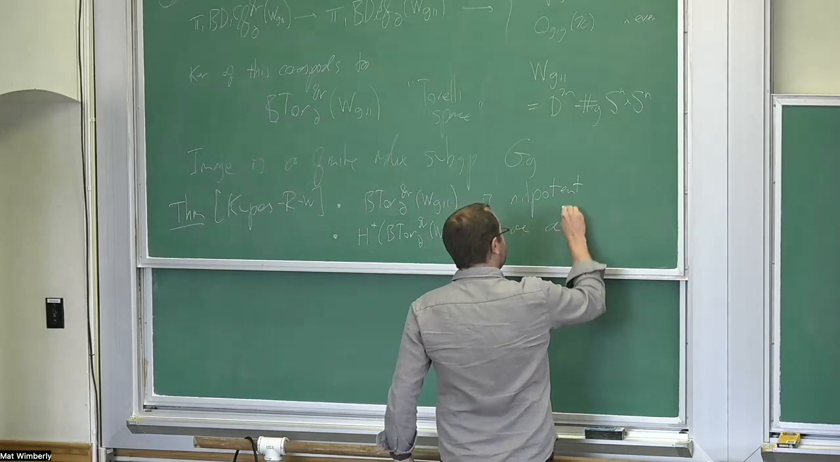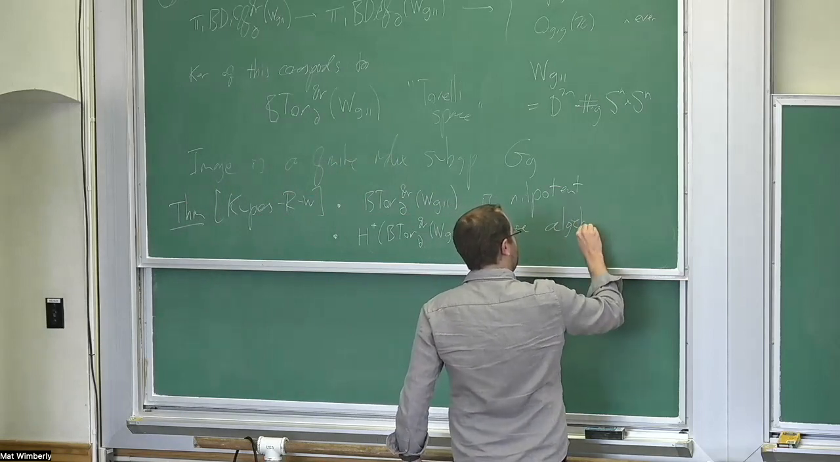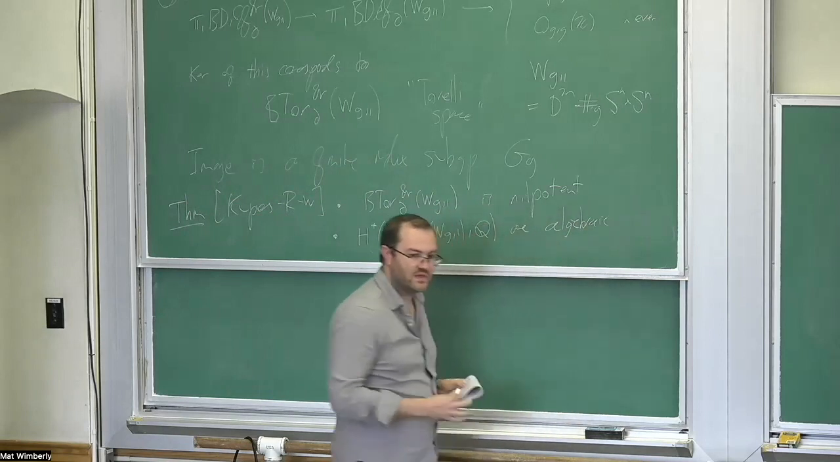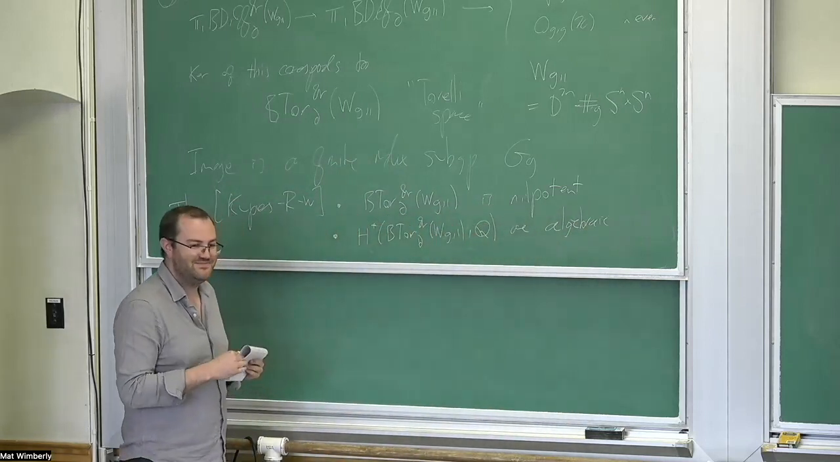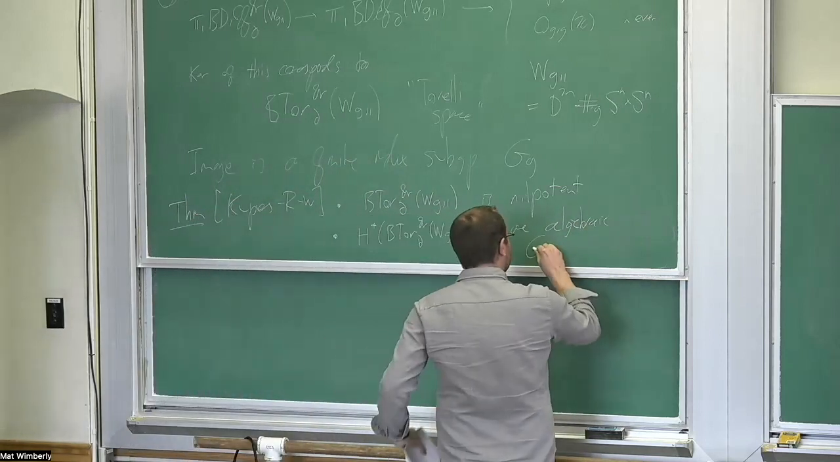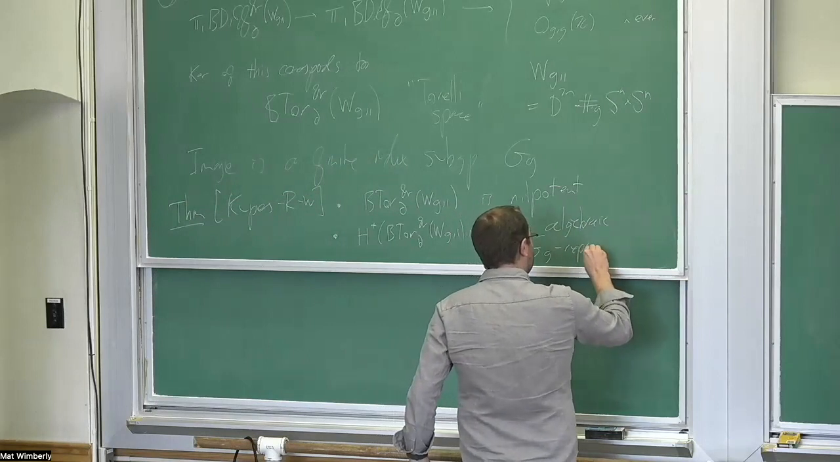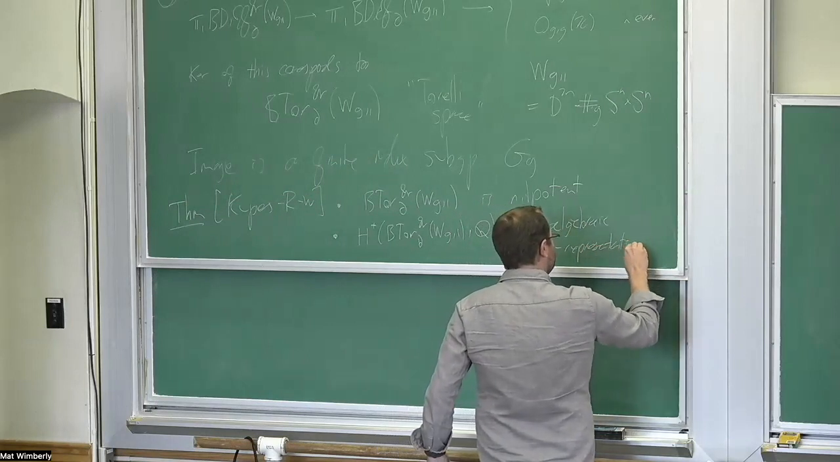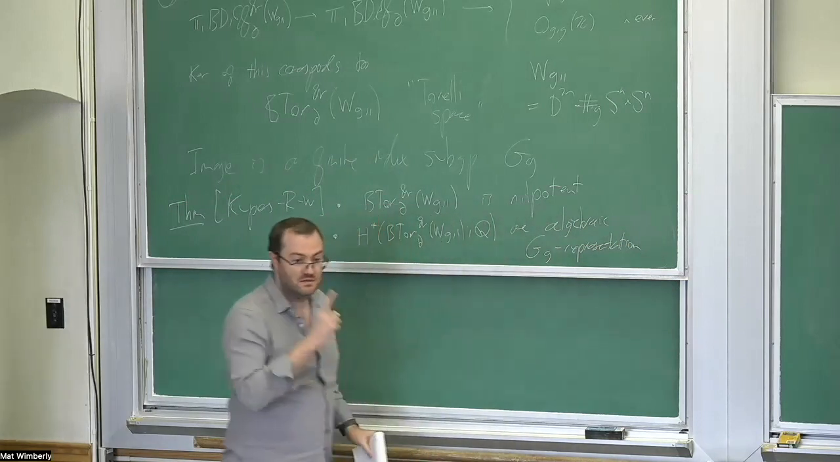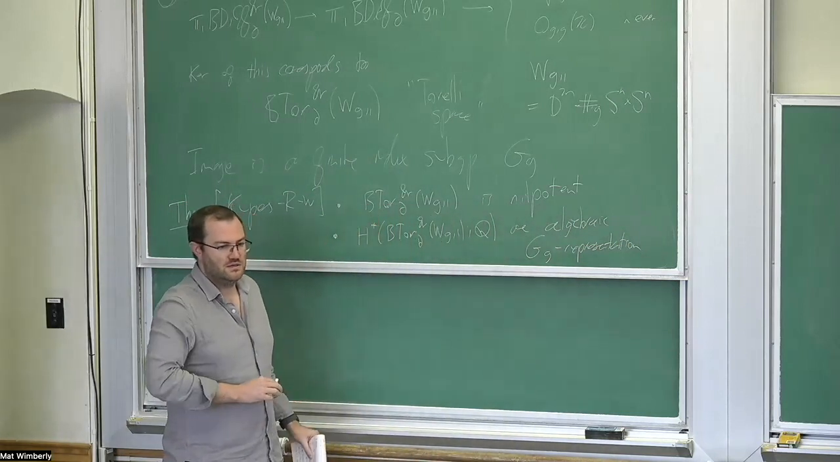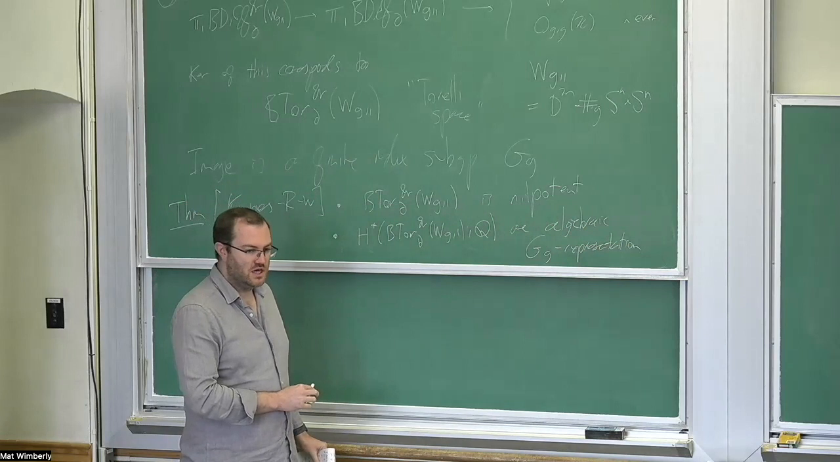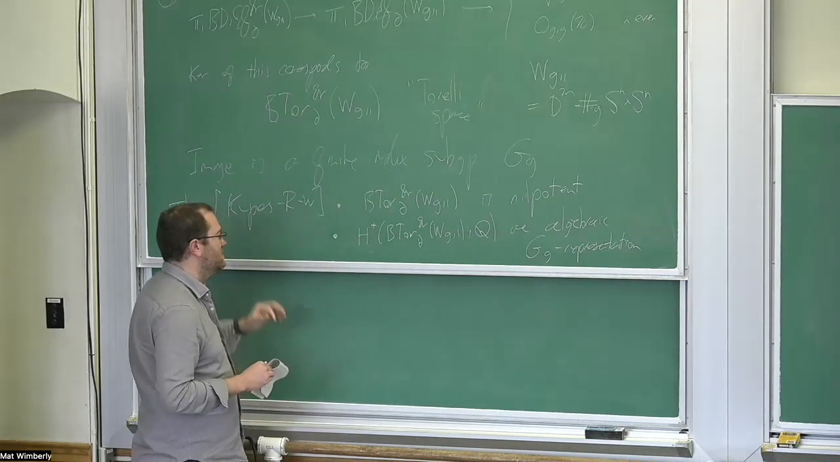Sorry, and you're assuming here still that 2n is greater than or equal to 6? Yes. Otherwise, right. So these are algebraic. Although it's false in two real dimensions. It's not true that H star of B Torelli is finite dimensional. No, it's not true. Right.